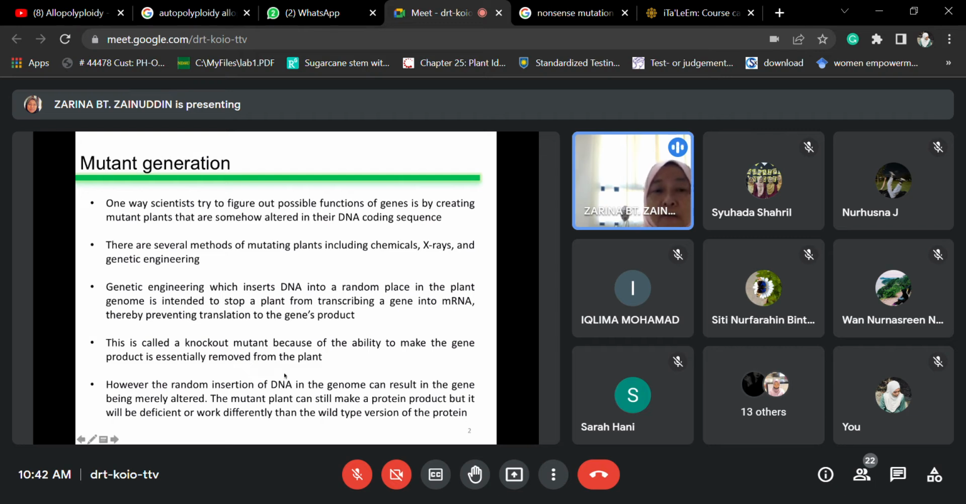Okay, alright. So however, the insertion is actually random. It is not at specific sites of the genome. It can go into different sites of the genome, and can result in the gene being merely altered. If it is random, maybe the gene can also still be produced. So the gene can still make protein, but it will be deficient or work differently than the wild type.